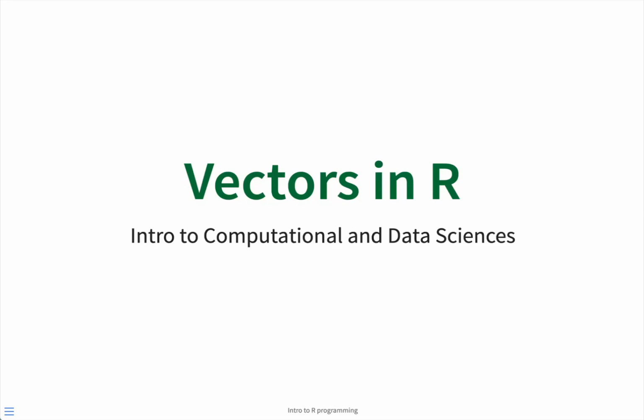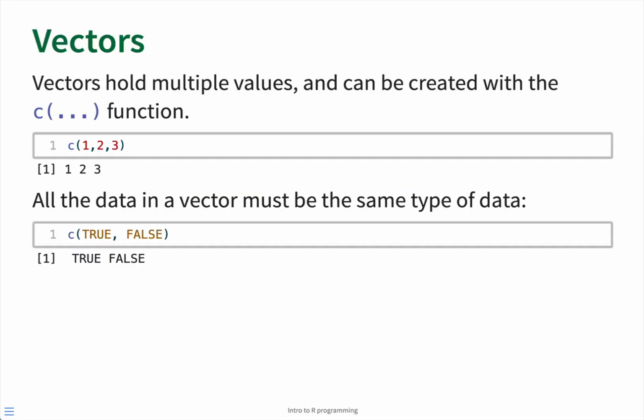In this video, we're going to talk about vectors in R. So far, we've looked at single values. Vectors are a way of holding multiple values in a single object in R. For example, we can use the c function, where we type c followed by brackets and then list a series of individual values separated by commas. So we've got 1, 2, 3. This creates a vector of all three numbers bundled together.